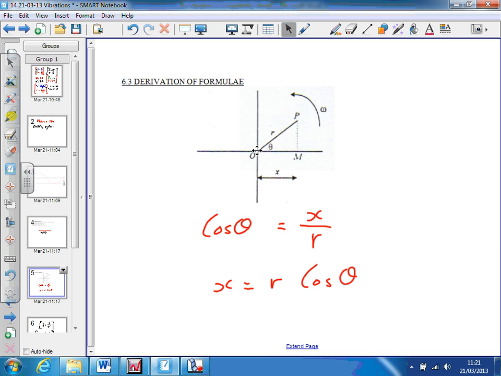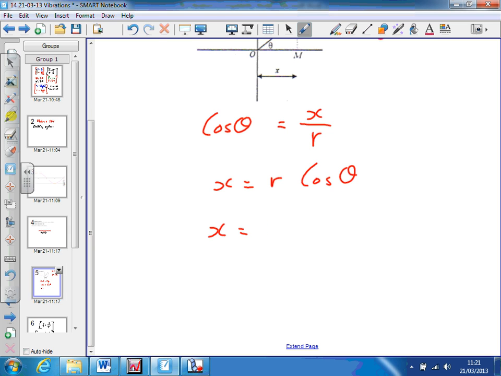So we can go a little bit further than that now, because I know what theta is in terms of the angular velocity of this thing. And we wrote it down at the beginning of today, actually. The angular velocity is theta over t, isn't it? You gave us that, Daniel. So rearranging that, theta equals omega t. So instead of theta in here, I can write x equals r cos omega t. And that's the first of the important formulas we need to remember and use to do with simple harmonic motion.